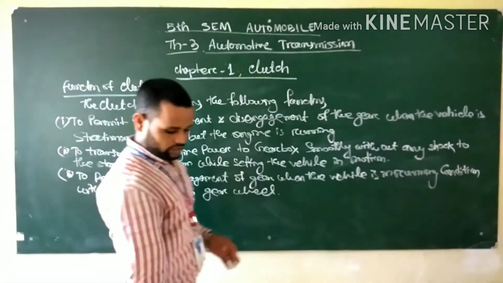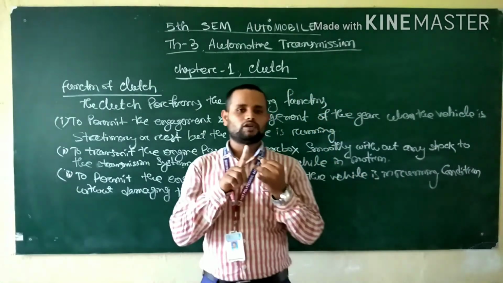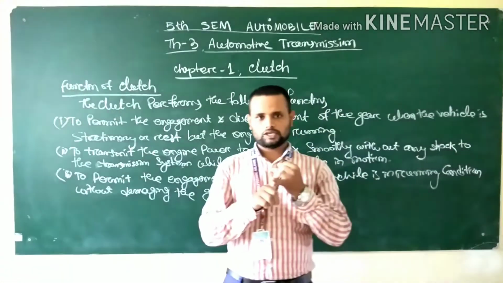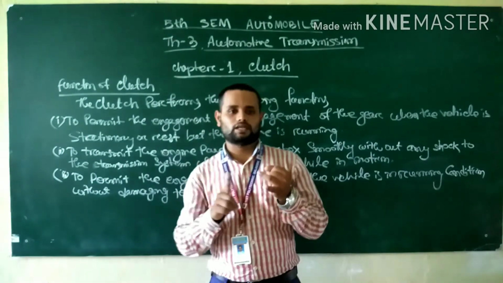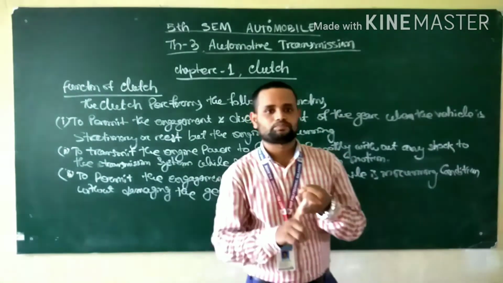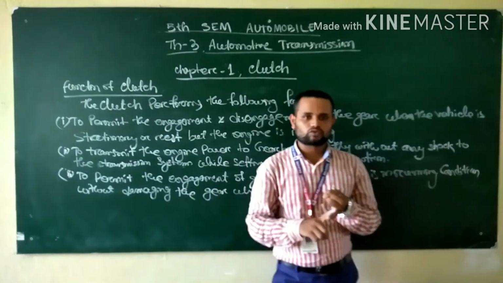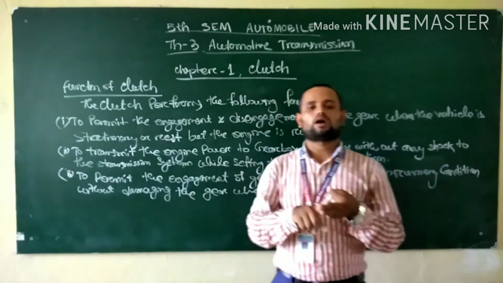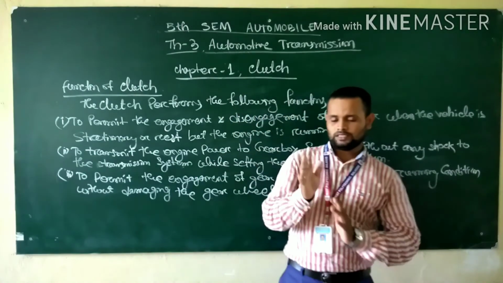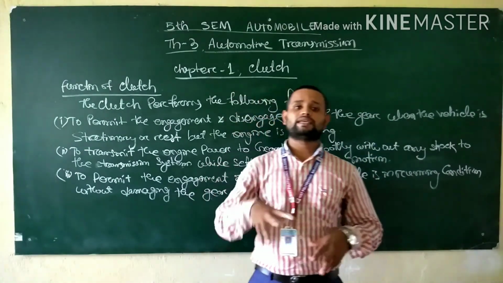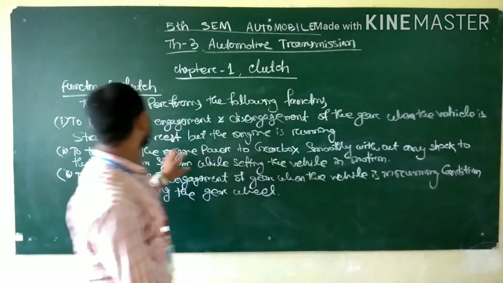That means three functions of clutch: to permit the engagement or disengagement of the gear while the engine is running but the vehicle is stationary. Second, in the starting position, to transmit the engine power to the gearbox without any shock to the transmission system, that means smoothly. And third one, to permit the engagement of the gear when the vehicle is running. To permit engagement of the gear while the vehicle is running, the engine is also in a running condition. So these are the three functions of clutch.